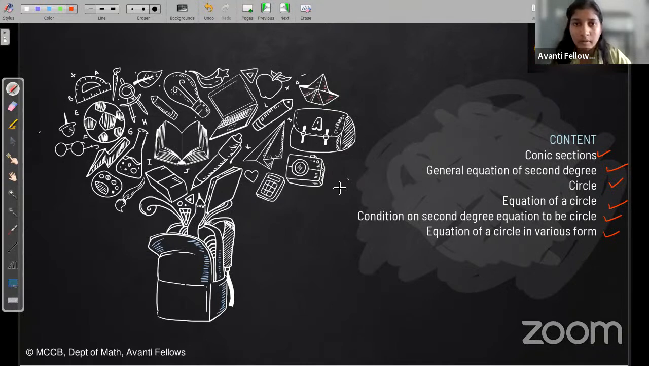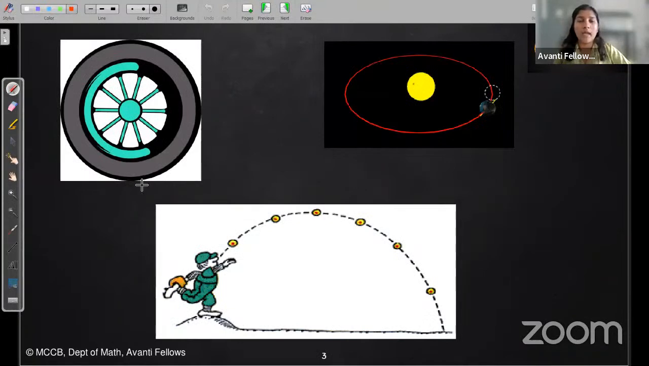So not waiting much, let's begin with our class. You can see some images on your screen, right? You can see 3 figures. Tell me, what is the first figure? What does the first figure represent? It's a wheel, right? The first figure represents a wheel. So what is the shape of the wheel? Answer me in the chat box so that the class is interactive.